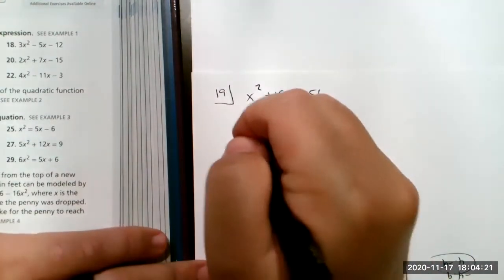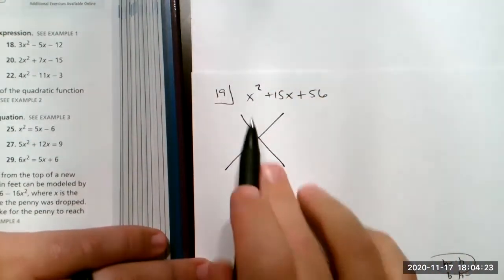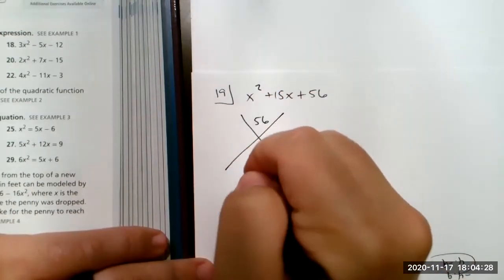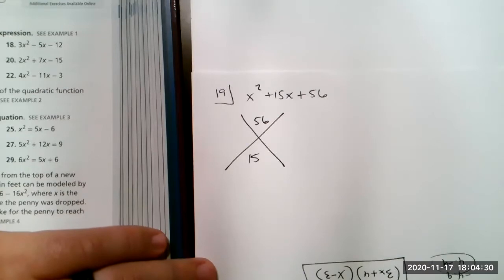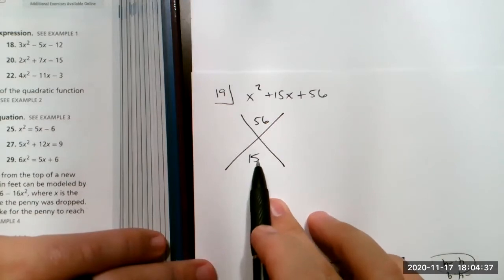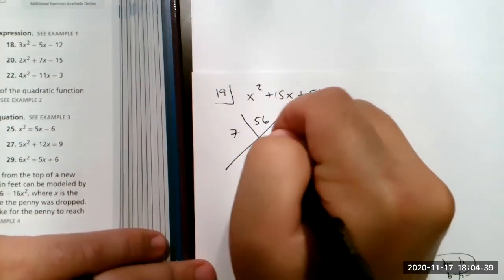So the fourth step, I'm going to set this up with the cross. A times C goes up top. B goes down below. So exactly like these last two problems, right? So far, it's the exact same. Two numbers that multiply to 56 and add to 15. I think that's 7 and 8.